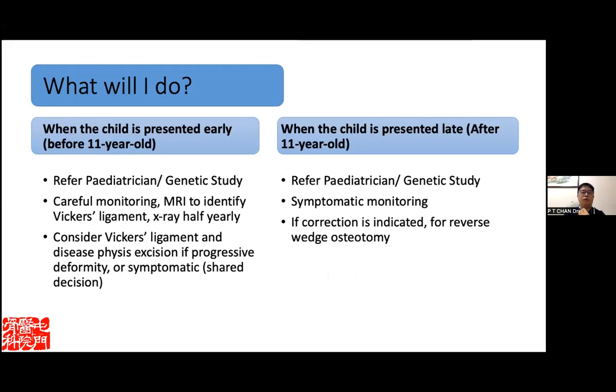So what will I do if I encounter a pediatric patient? If I meet a pediatric patient at an early stage, that means before 11, when there is still a lot of growth potential, of course I will refer to the pediatrician and also perform some genetic study. I will first monitor the patient and make a careful assessment. And I will only consider Vickers ligament excision and interposition of the diseased physis if the patient is symptomatic.